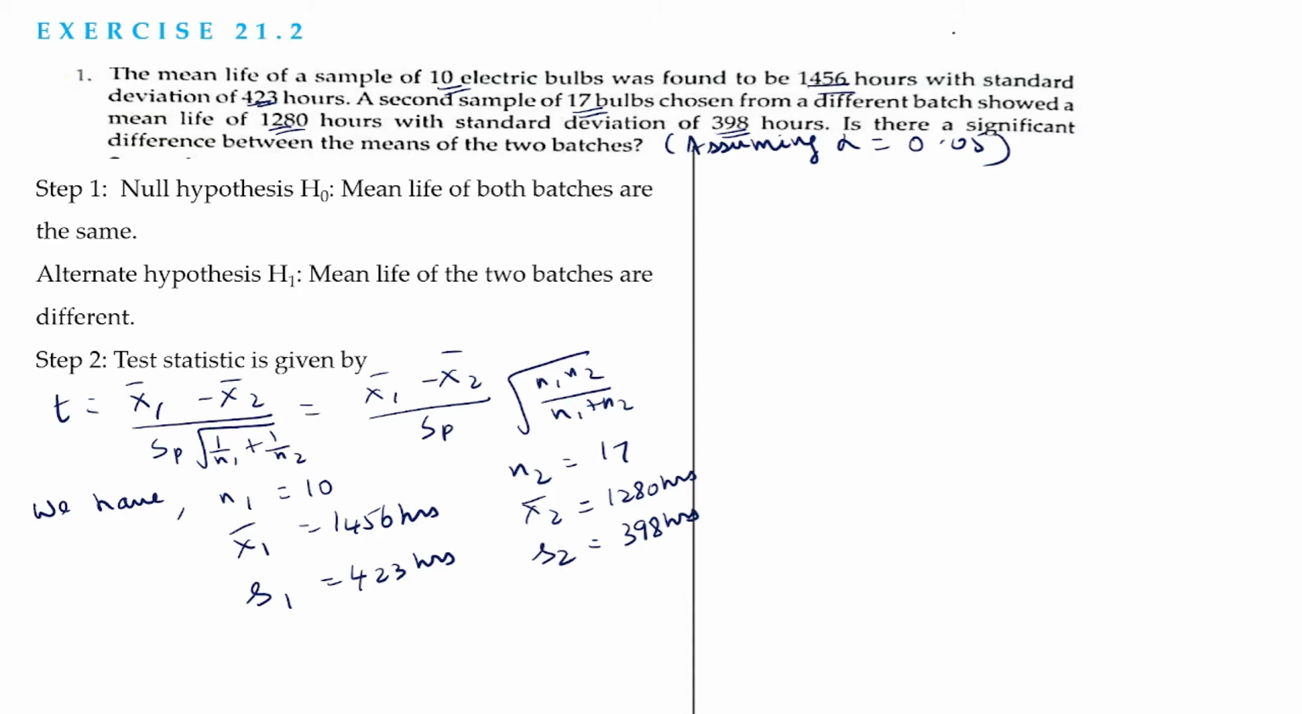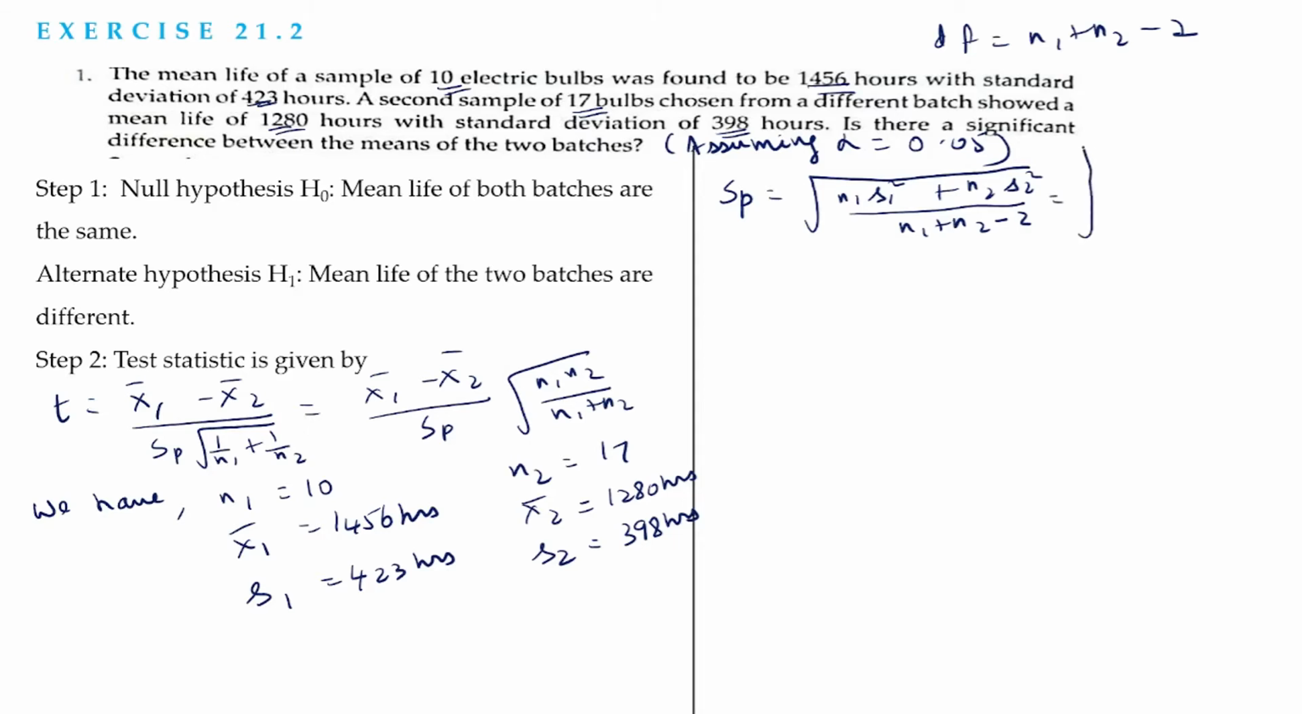Here the degrees of freedom is given by n1 plus n2 minus 2. So when we have a two independent sample t-test and when the sample variances are equal, then the degrees of freedom is given by n1 plus n2 minus 2. So we have to check the table value for 5% level of significance and n1 plus n2 minus 2 degrees of freedom.